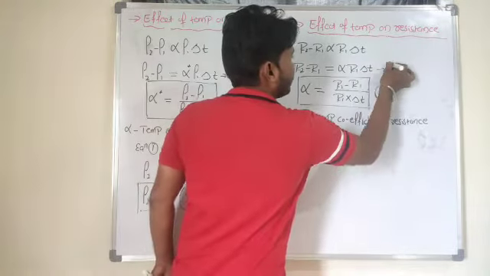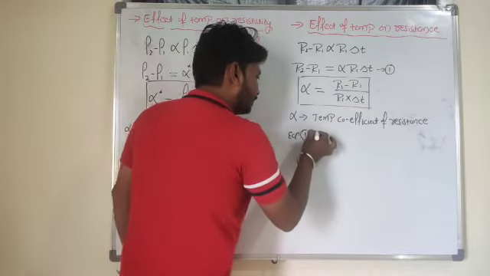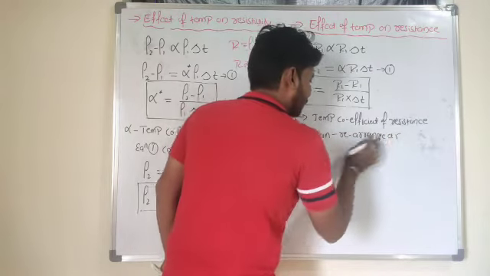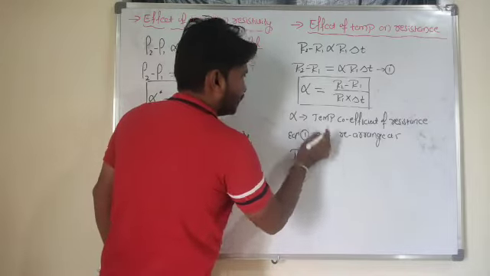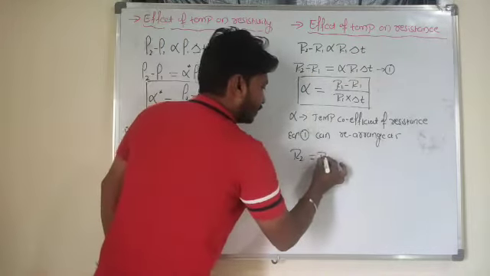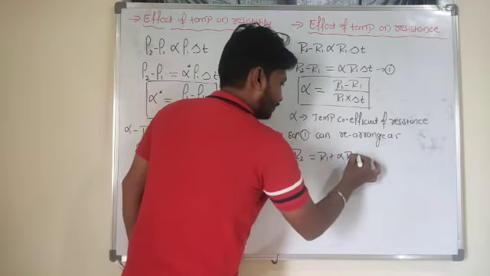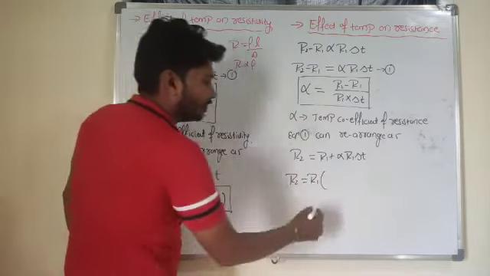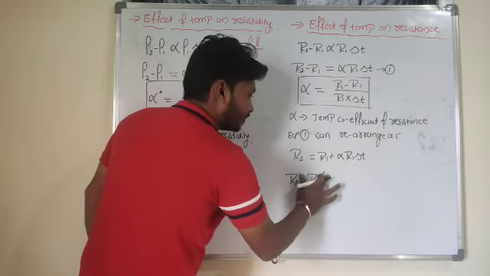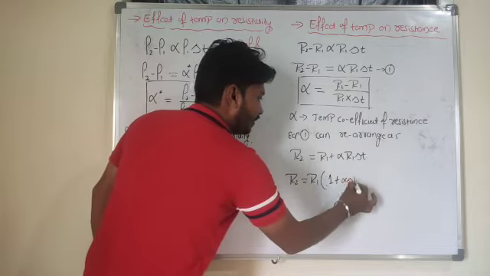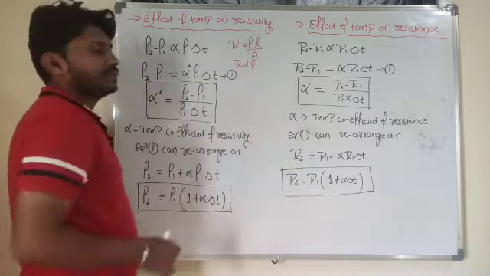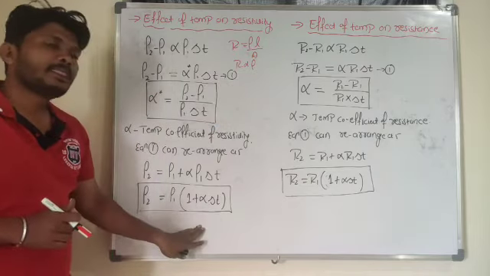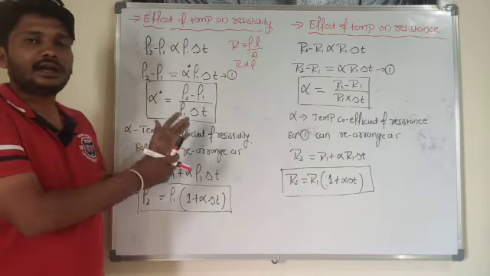Let me take this as equation 1 again, and rearrange it. R2 is equal to R1 plus alpha into R1 into delta T. Taking R1 as common, R2 is equal to R1 into 1 plus alpha delta T. So this is the required expression for the effect of temperature on resistance as well as on resistivity. I hope you understand about resistance as well as resistivity.